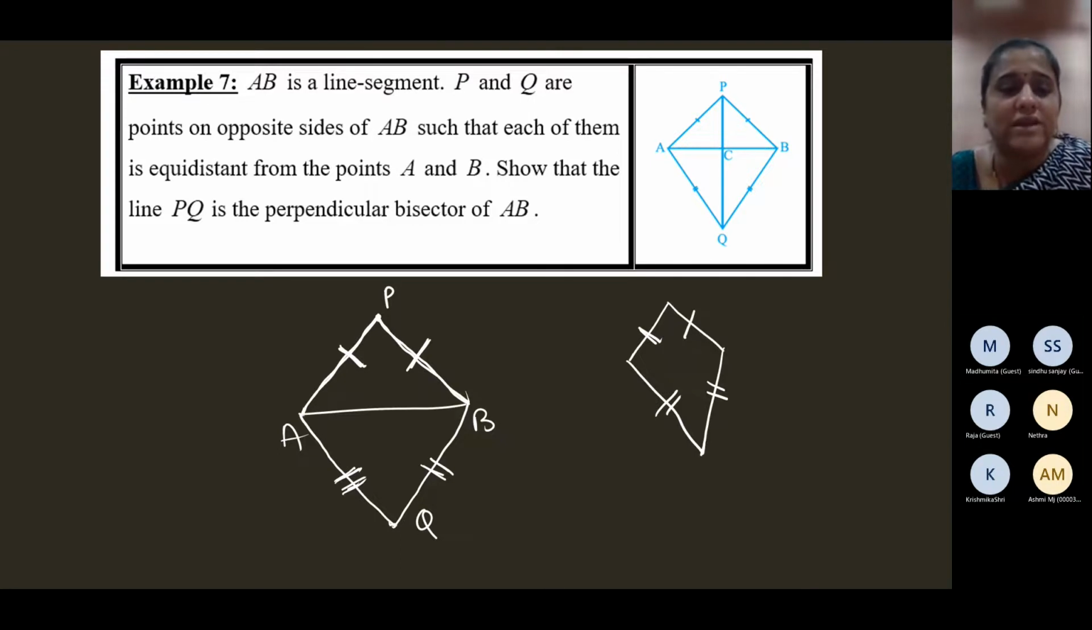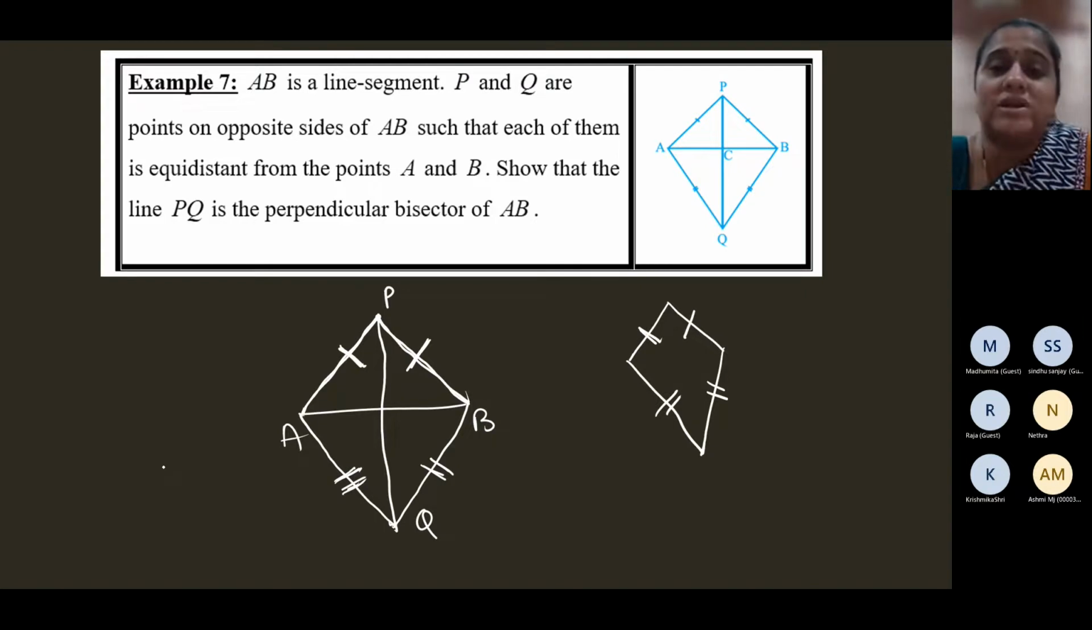Now we need to show that the line PQ, if you look at it as a kite, it's the other diagonal, the diagonal PQ, is the perpendicular bisector of AB. So you need to prove that one diagonal is the perpendicular bisector of the other diagonal.